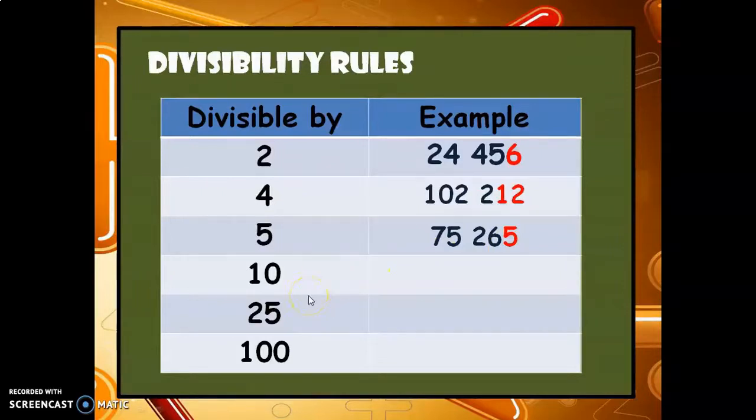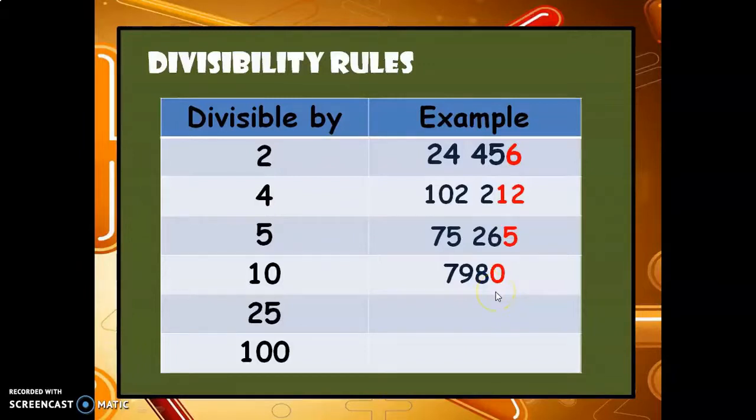Now let's have a number that is divisible by 10. A number is divisible by 10 if the last digit is 0. The last digit must be 0, so the number is divisible by 10. Let's have an example: the number 7,980. This number is divisible by 10 because the last digit is 0.